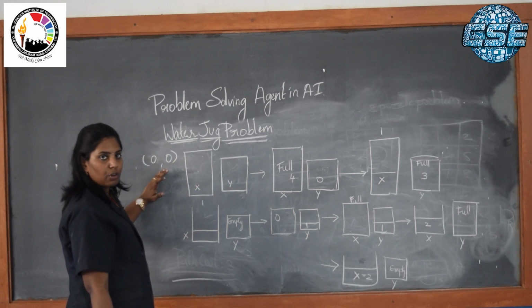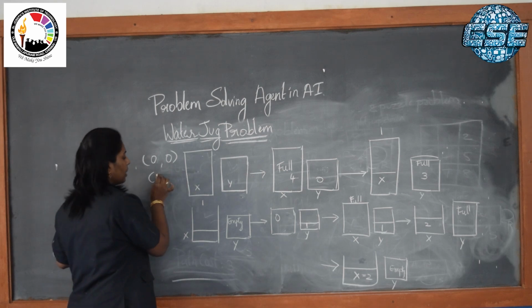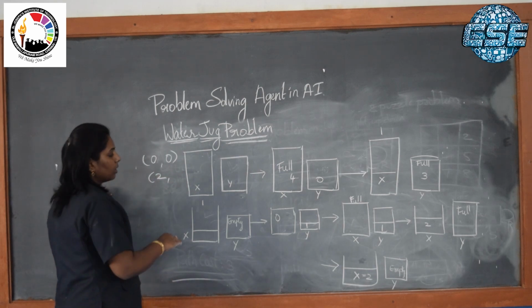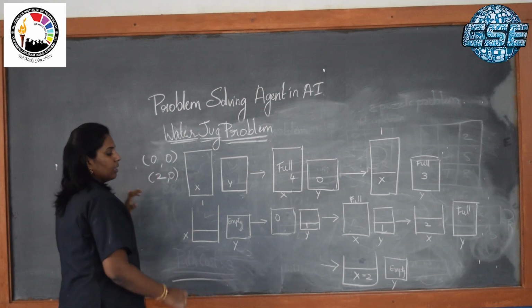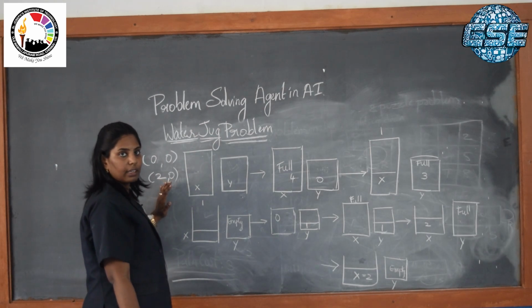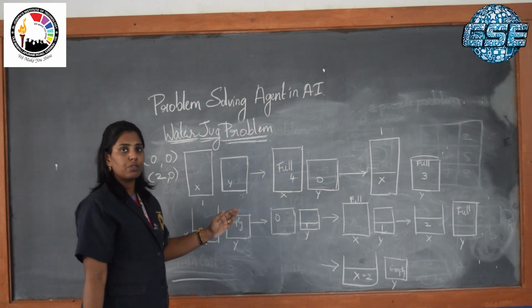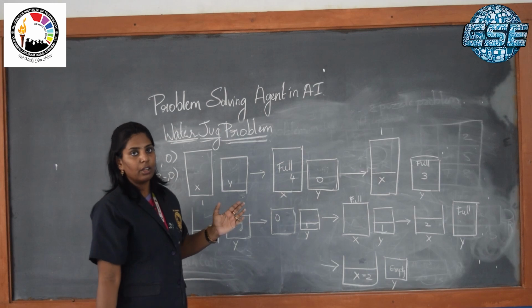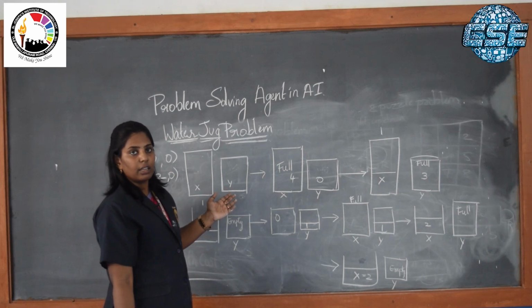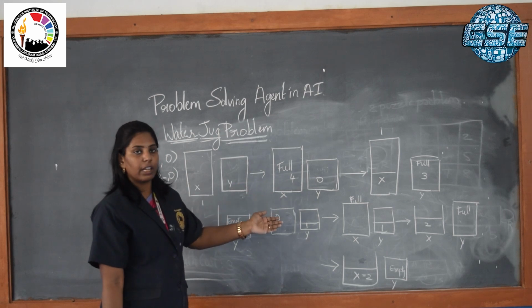The final condition we have to get is, in X, the 4 liter jug, we have to have 2 liters of water, and Y should be empty, so there should be no water inside it. So this will be our final condition, our goal state. So how many moves, how many actions we are going to take to get the result, that will be the answer.